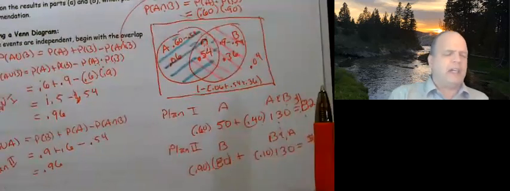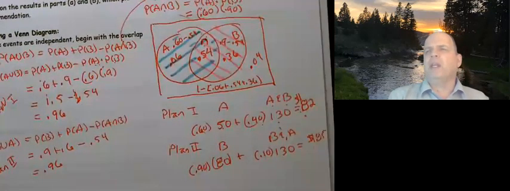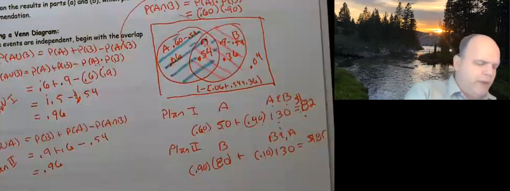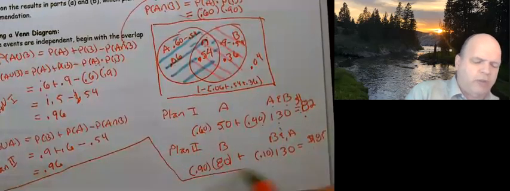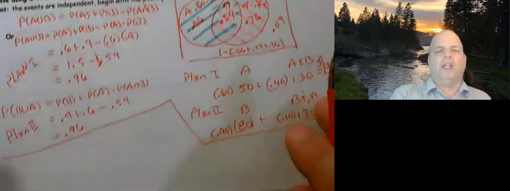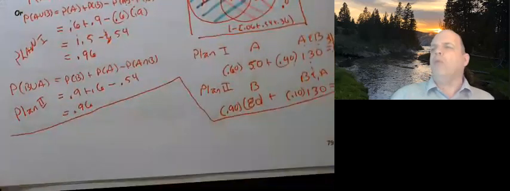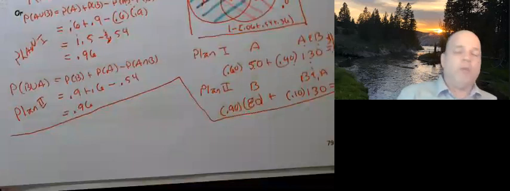So when we go back to part C, it says based on the results in A and B. So I need to make sure I include A and B. I can't make it just a decision on cure. I can't make it just a decision on price. I need to make it on both. What plan would you recommend for the insurance company?